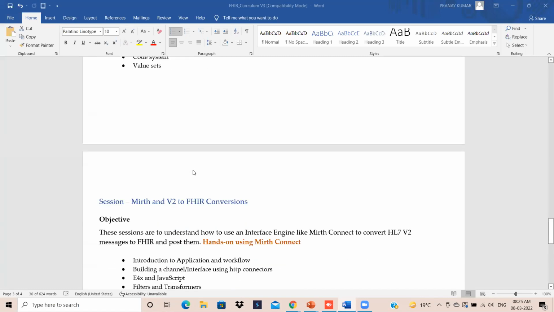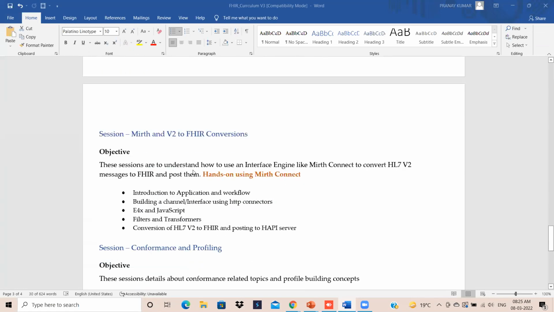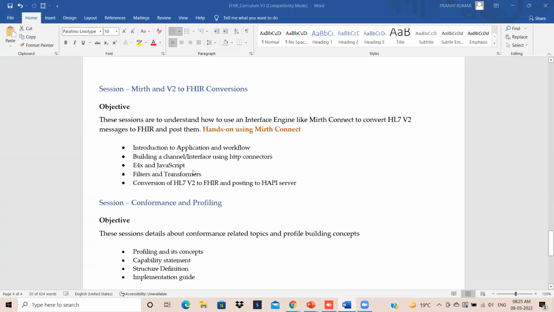Okay. And once we complete terminology, we'll be equipped with all that we need to go ahead and understand what is a resource, how to interact with a resource, how to exchange data, creating, updating, deleting. All of these things will be covered by now. Okay, so using that knowledge, our work is to go ahead and convert an HL7v2 message to a FHIR resource.